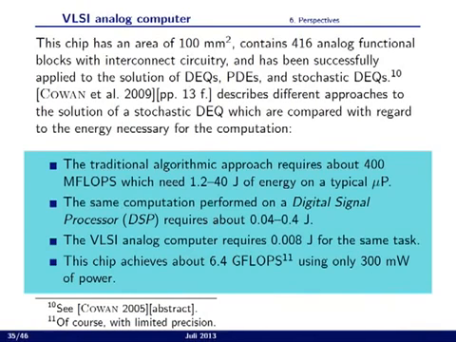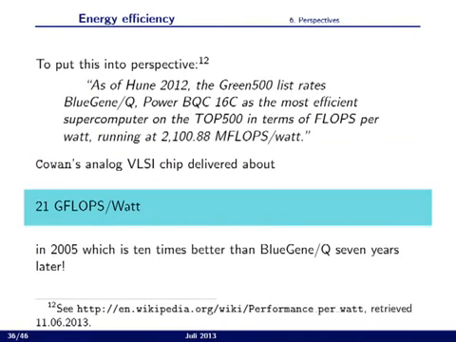This chip achieves 6.4 gigaflops with only 300 milliwatts of electrical power. 6.4 gigaflops per 0.3 watts. If you have a look at Wikipedia, you can find some tables with energy per gigaflop. And as of, I think, June 2012, the Green 500 list rates Blue Gene/Q as the most efficient supercomputer in the top 500 in terms of flops per watt, running at 2.1 gigaflops per watt.